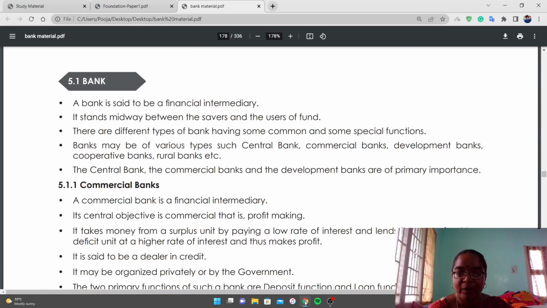Good afternoon. I am going to explain about banking. What is banking, functions of banking and bankers of bank. Let us see them one by one.